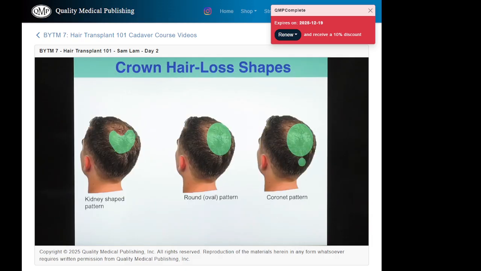So crown hair loss shapes all come in different sizes. The one I want you to know is the cornet. We mentioned that earlier. See that little circle on the far right? Look for it. That means your donor is compromised. That means you have to go lower. You have to transplant more and take less and be worried about future problems. Look for the cornet, that little area.